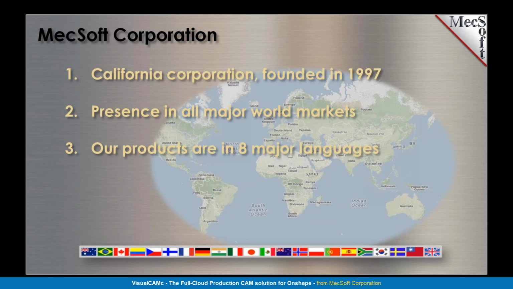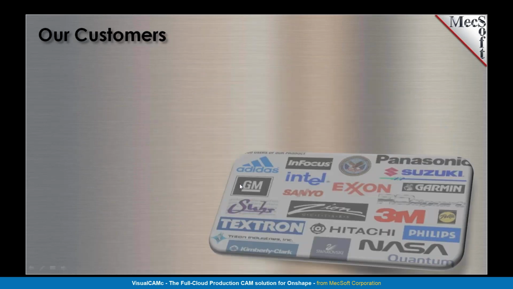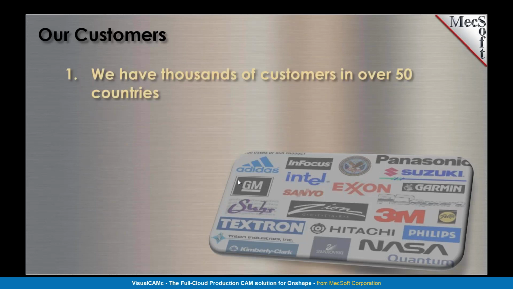Our products have been translated in 8 major languages. We are talking about our desktop products here. VisualCAMc is still in beta, and it hasn't been translated. It's only in English at this point. So Uday, if you want to go to the next slide. A little bit about our customers. Our customers are quite varied. We have thousands of customers in over 50 countries. We've been in business for 20 years, and there are a lot of customers using our products.